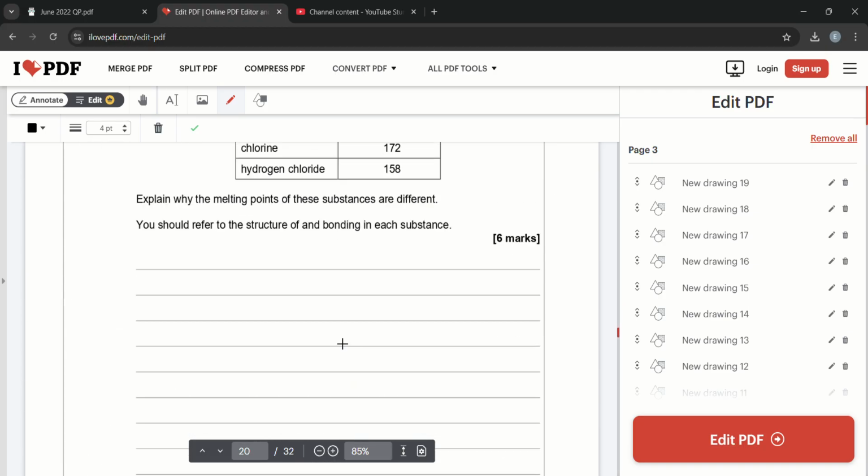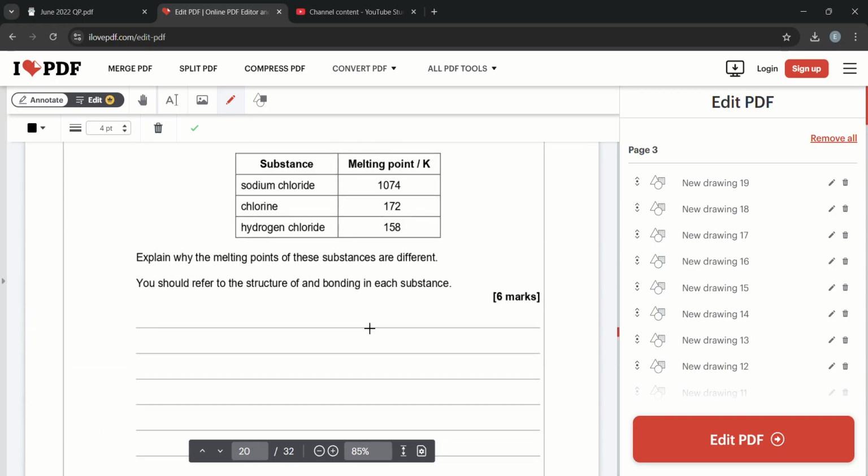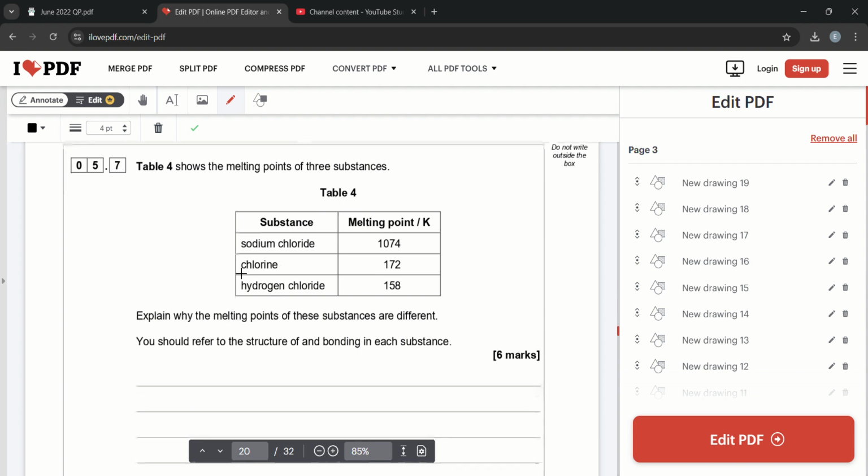And then the final part of question 5, 6 marks. Table 4 shows the melting point of 3 substances. Explain why the melting points of these substances are different. You should refer to the structure of and bonding in each substance. 6 marks. Okay, so sodium chloride, chlorine, hydrogen chloride. Well, sodium chloride has the highest melting point. Why is that?